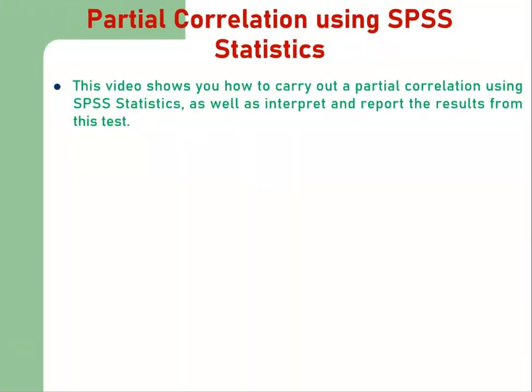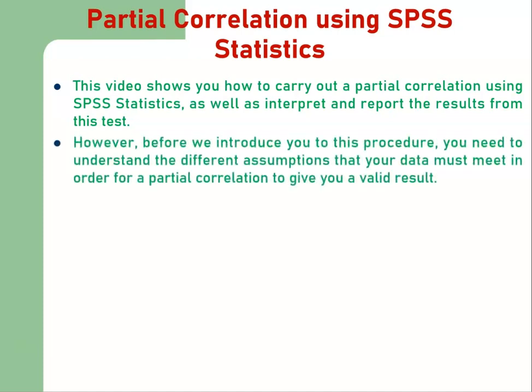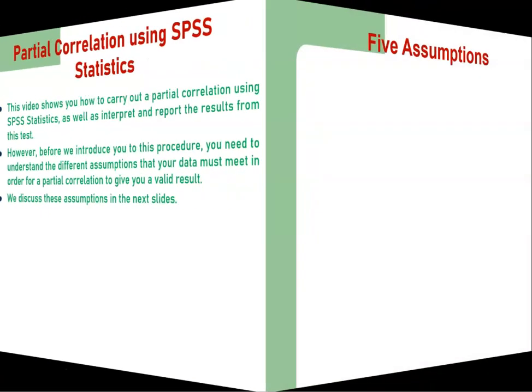This video shows how to carry out partial correlation using SPSS Statistics, as well as interpret and report the results from this test. Before we introduce you to this procedure, you need to understand the different assumptions that your data must meet in order for a partial correlation to give you a valid result. We discuss these assumptions in the coming few slides.